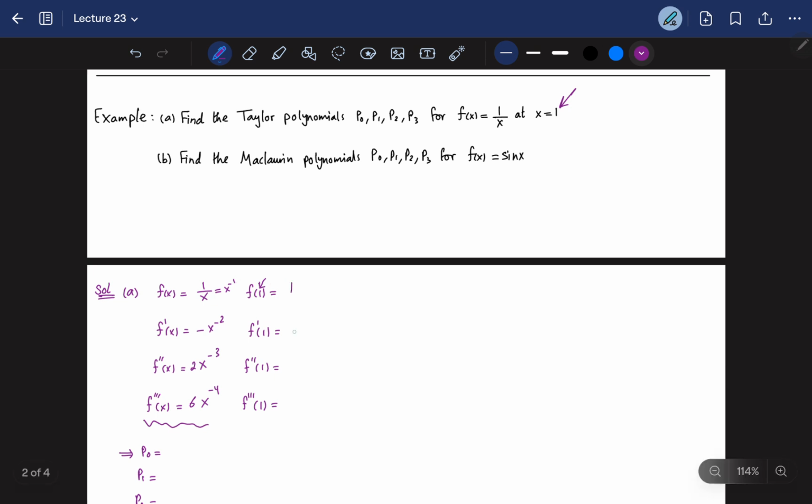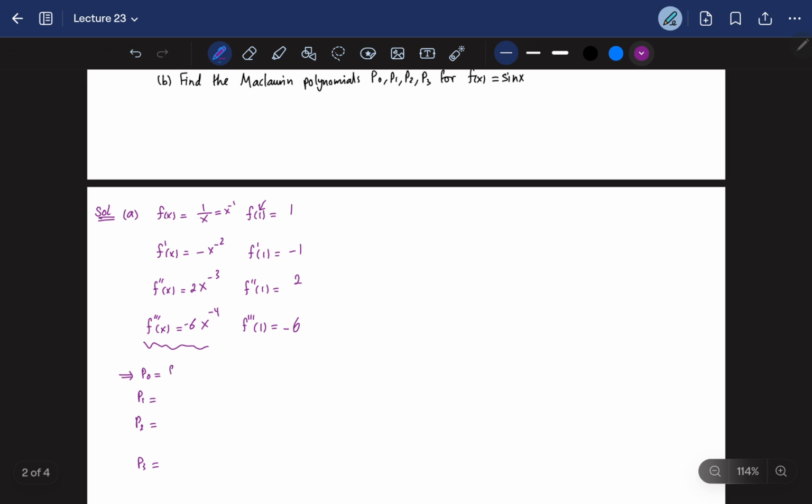If you plug in 1 here, you're going to get 1. Then negative 1, then 2, and negative 6, like that. Now, once we're done evaluating all of the derivatives at that point, we're just going to plug everything together. So p of 0 is just f of 1, because we use the point a.